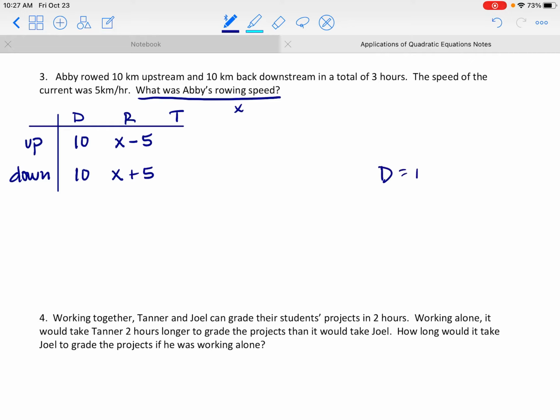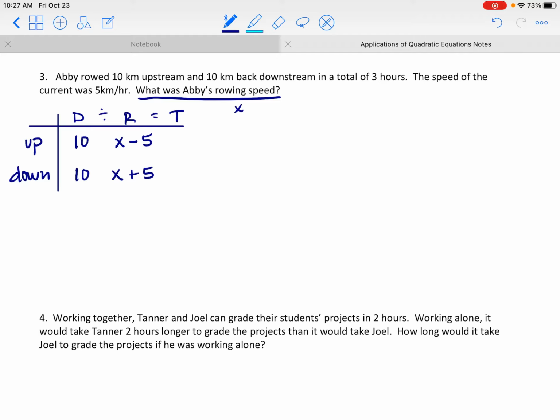Okay? So if we remember here, there were 3 versions of our formula. We could say distance equals rate times time, or that time equals distance divided by rate, or that rate equals distance divided by time. And the way we know which formula to use is by looking at what's missing in our table. Since the time column is empty, we're going to use the t equals version of our formula. So t equals distance divided by rate.